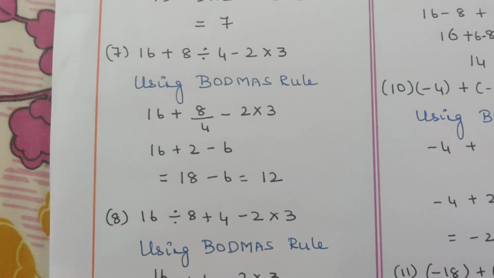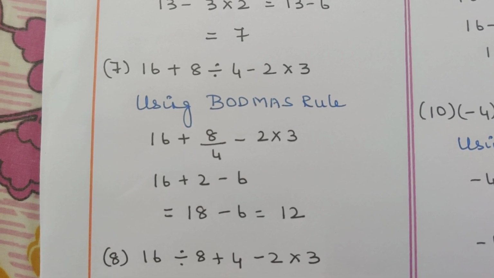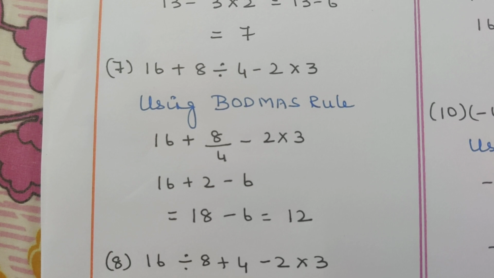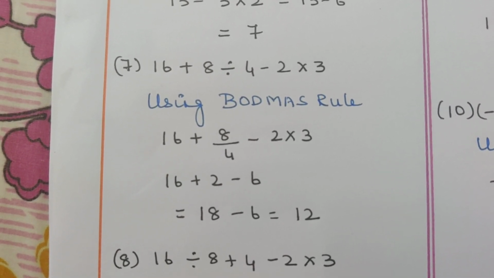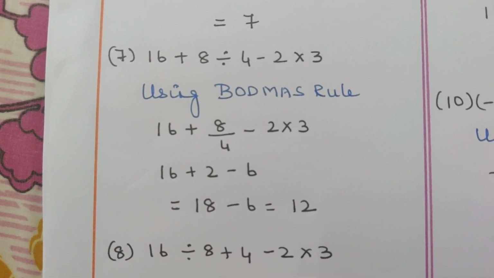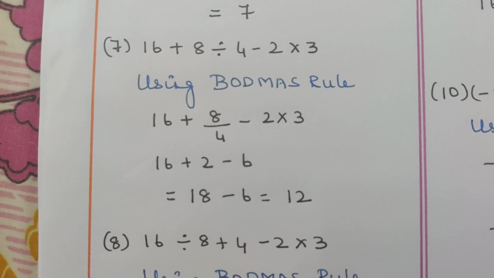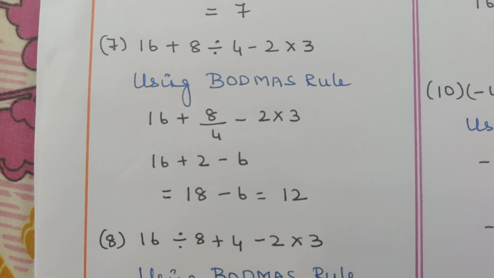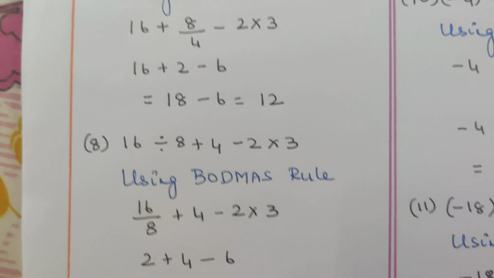Now let's move on to the next exercise or the next sum. It is 16 plus 8 divided by 4 minus 2 into 3. Here you have all the operations, division, multiplication, addition and subtraction. So we will follow the same sequence. So the expression becomes 16 plus 8 by 4 minus 2 into 3. So 16 plus 2, because 8 by 4 is 2, minus, then I do the multiplication. 2 into 3 is 6. So now we have to do addition. So that becomes 18 minus 6 and the answer becomes 12.